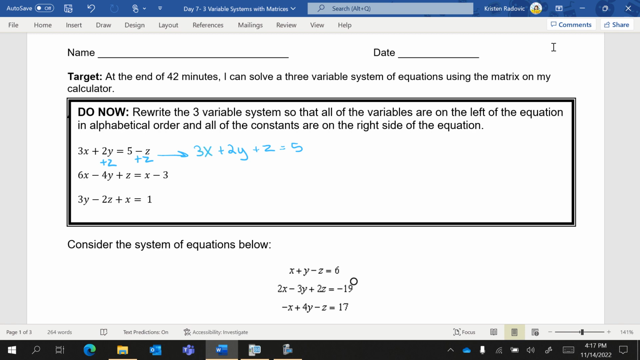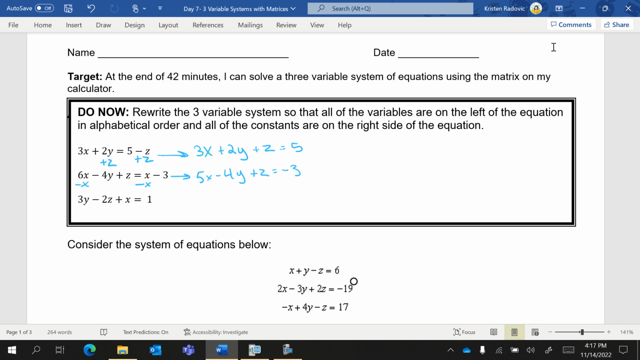order. For that next one down below, I have an x on the right-hand side, so I'm going to bring over the x, and I'm going to combine like terms because 6x minus x is going to be 5x. Then I have a minus 4y and a plus z equals -3.